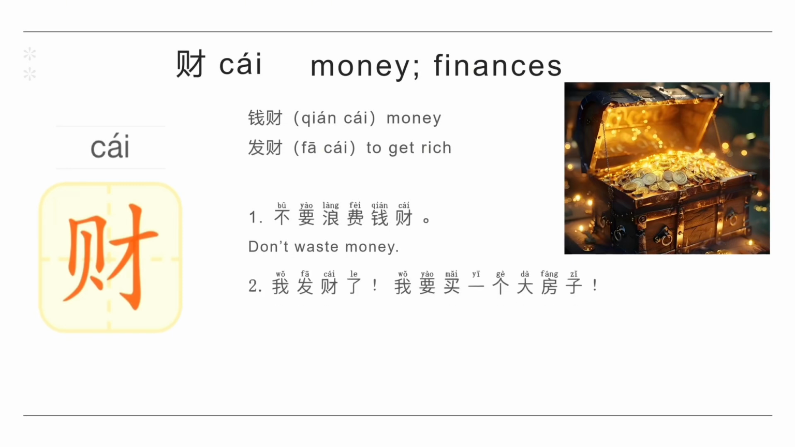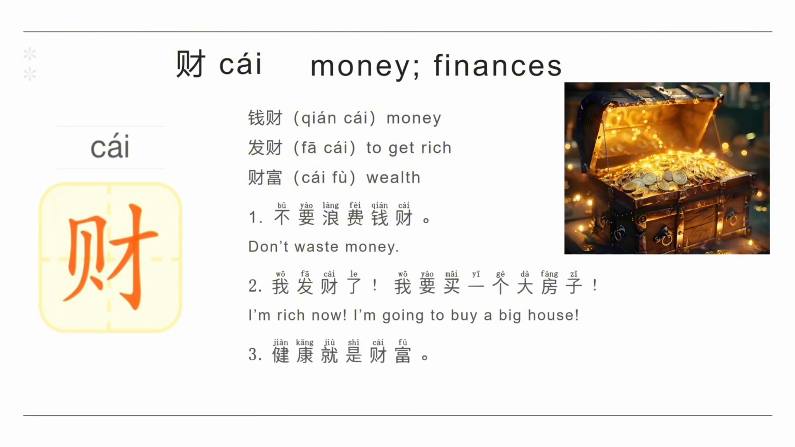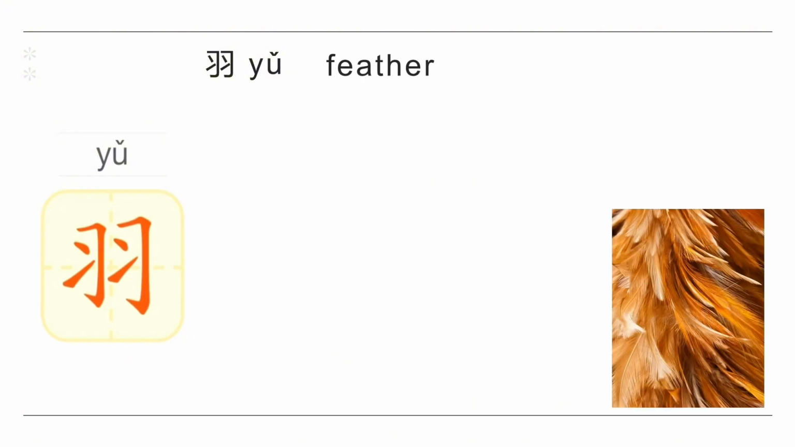我发财了，我要买一个大房子。I'm rich now. I'm going to buy a big house. 发财, 财. 财富 wealth. 财 money. 富 fortune. 健康就是财富。Health is wealth. 财富, 财.